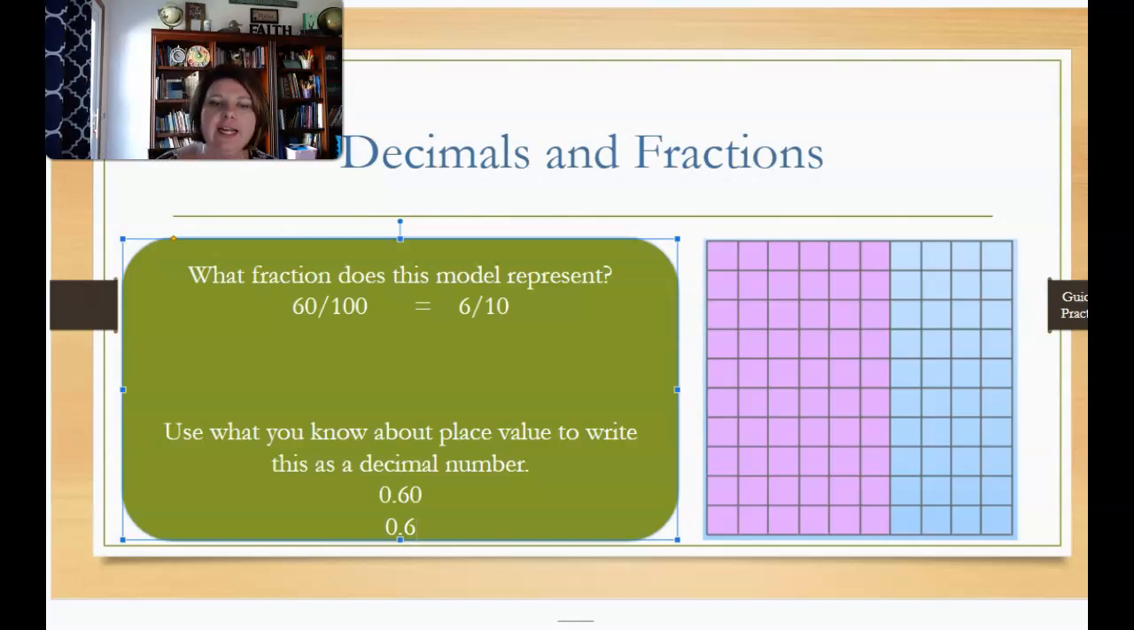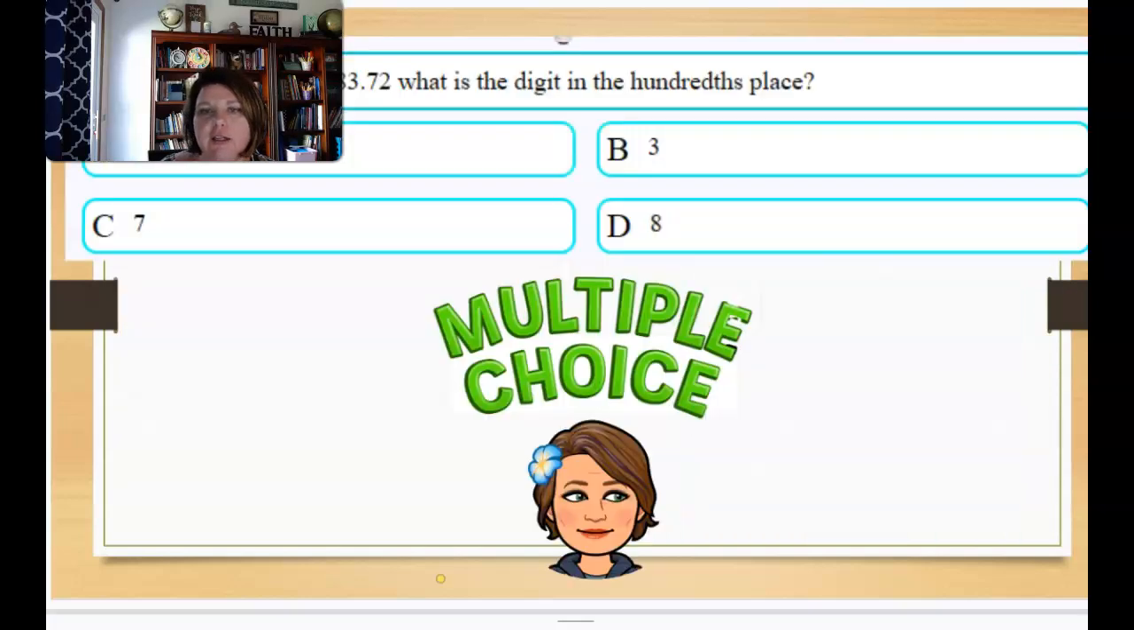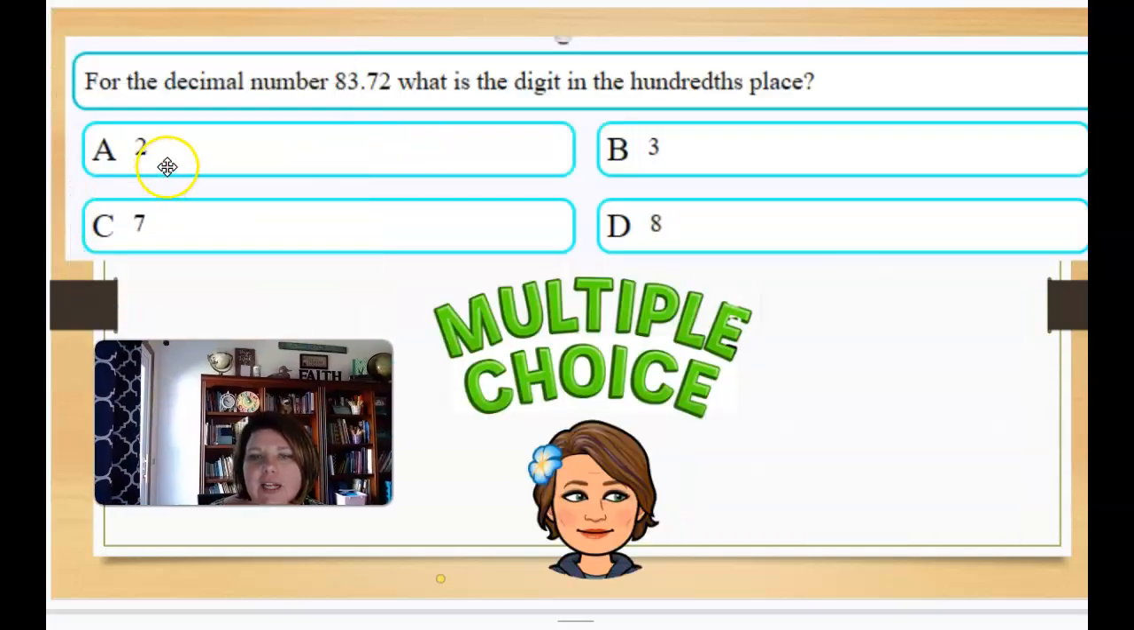So you'll go over now and answer some questions about decimal place value. You'll find the number and then look for the digit that's in the hundredths place.